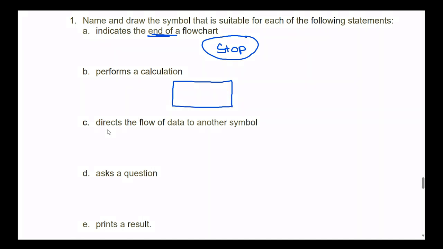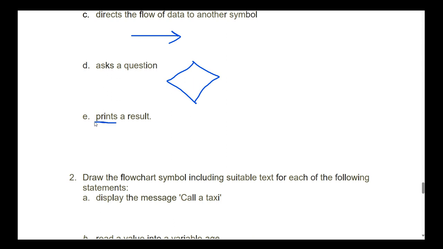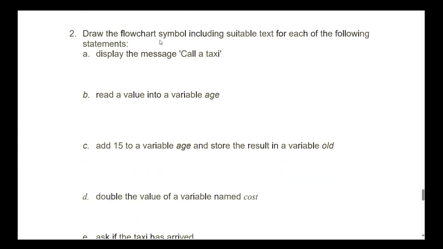Process. Directs the flow of data to another symbol. We will use the arrow for that, the flow line. Asks a question, which is the decision. You're asking a question. It will be a yes or no, true or false. It's a diamond. Prints a result. So that's an output, so you use the input output symbol. It's a parallelogram.